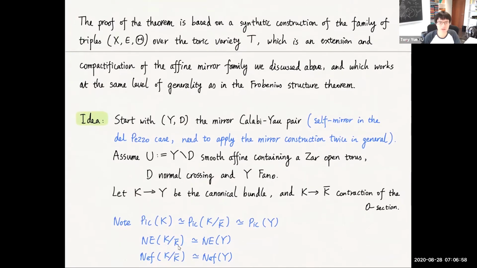Just a few observations. Since K_Y is a line bundle over Y, we have the identification of the Picard groups. And also we can identify the cone of curves for K over K bar and for Y, because for K over K bar, the only thing that's contracted is just Y. And we can also identify the nef cones.